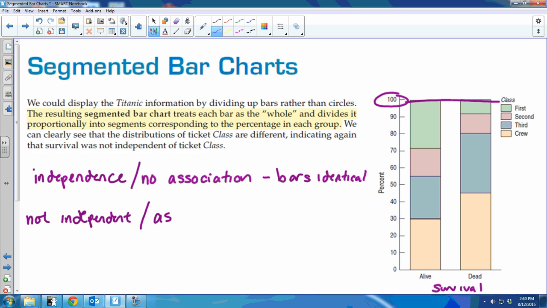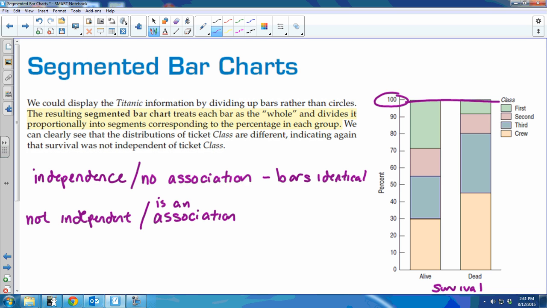Or there is an association, or a relationship, which makes sense. On the Titanic, everyone in first class was saved first, right? That makes sense that there would be a relationship, like one was dependent upon the other.